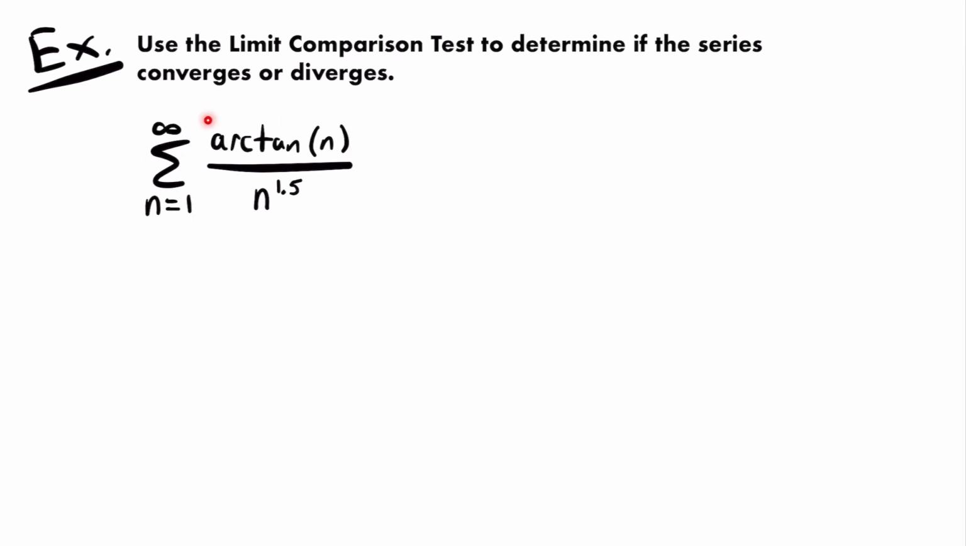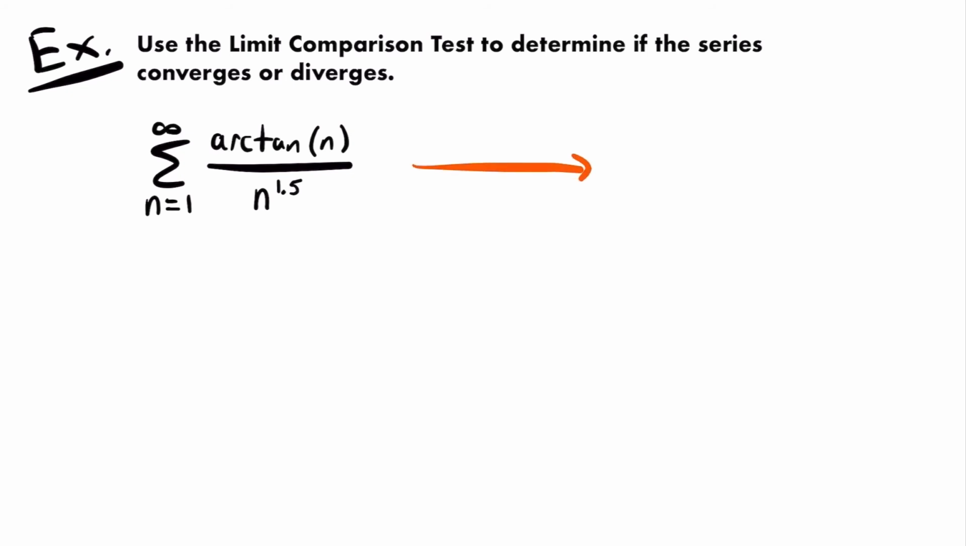And so in this case, what type of series that we know the convergence of would be similar to what we have here? Well, we have arctangent of n divided by n to the power of 1.5. If we remove arctangent, then we would just have 1 divided by n to the power of 1.5, and that would be a p-series whose convergence we know. And so let's start with that.